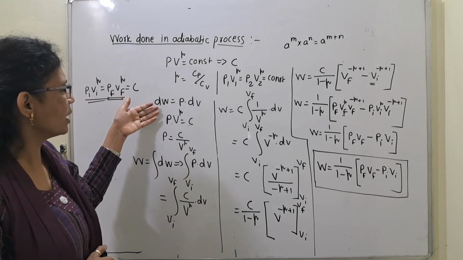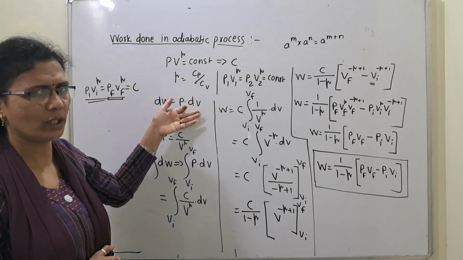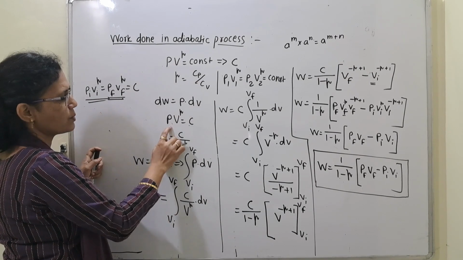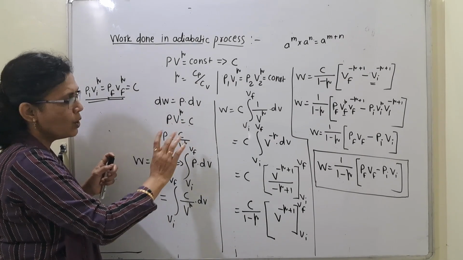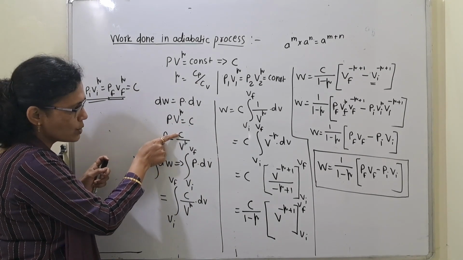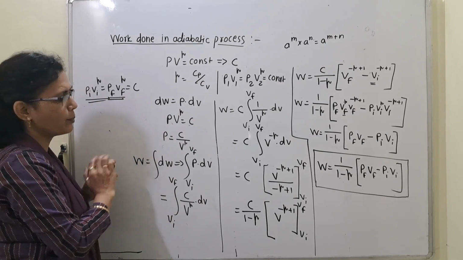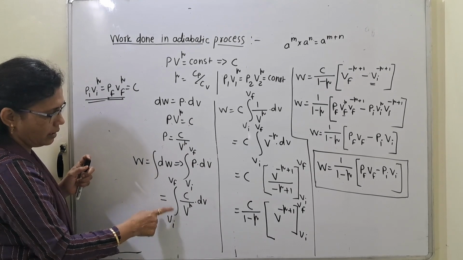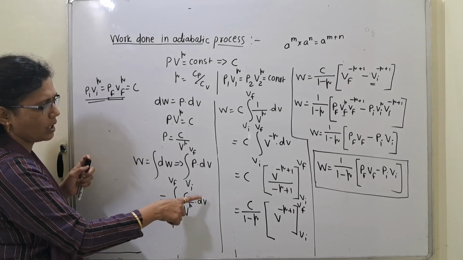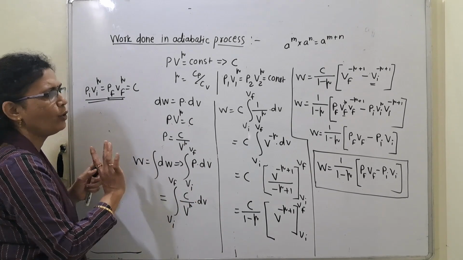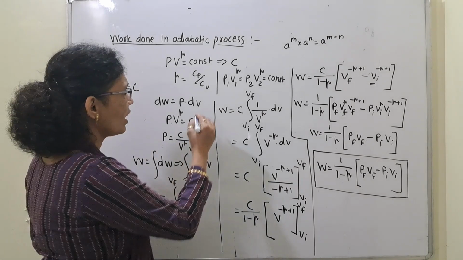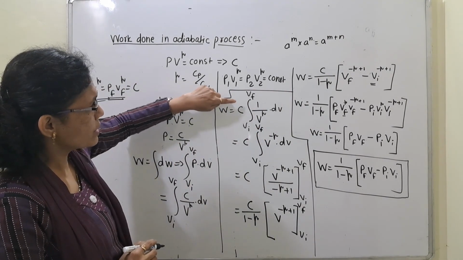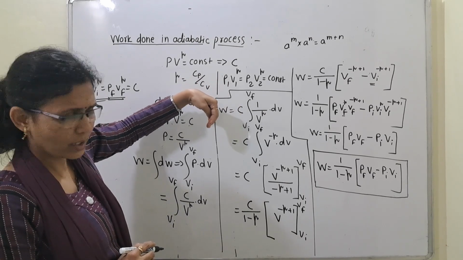Therefore, work done is dW is equal to P into dV. Then put the value of P from the equation PV raised to gamma is equal to C, so P is equal to C upon V raised to gamma. Put this value of P in this equation, and you will get the integration of C upon V raised to gamma dV from initial volume to final volume. Then W is equal to the integral, where C is constant and comes out of the integration sign.